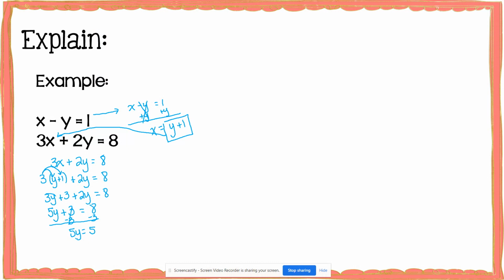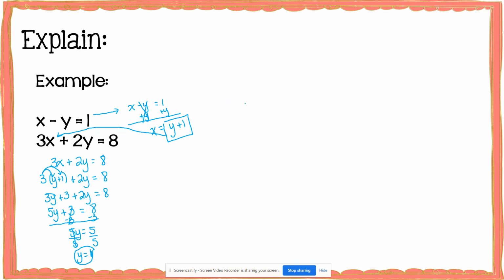Now to get y by itself, we can see that it's being multiplied by 5, so we'll use the inverse, which is dividing by 5 on both sides. Well, these will cancel to leave us with y equals, and 5 divided by 5 gives us 1. So now we know that the value of y is 1.